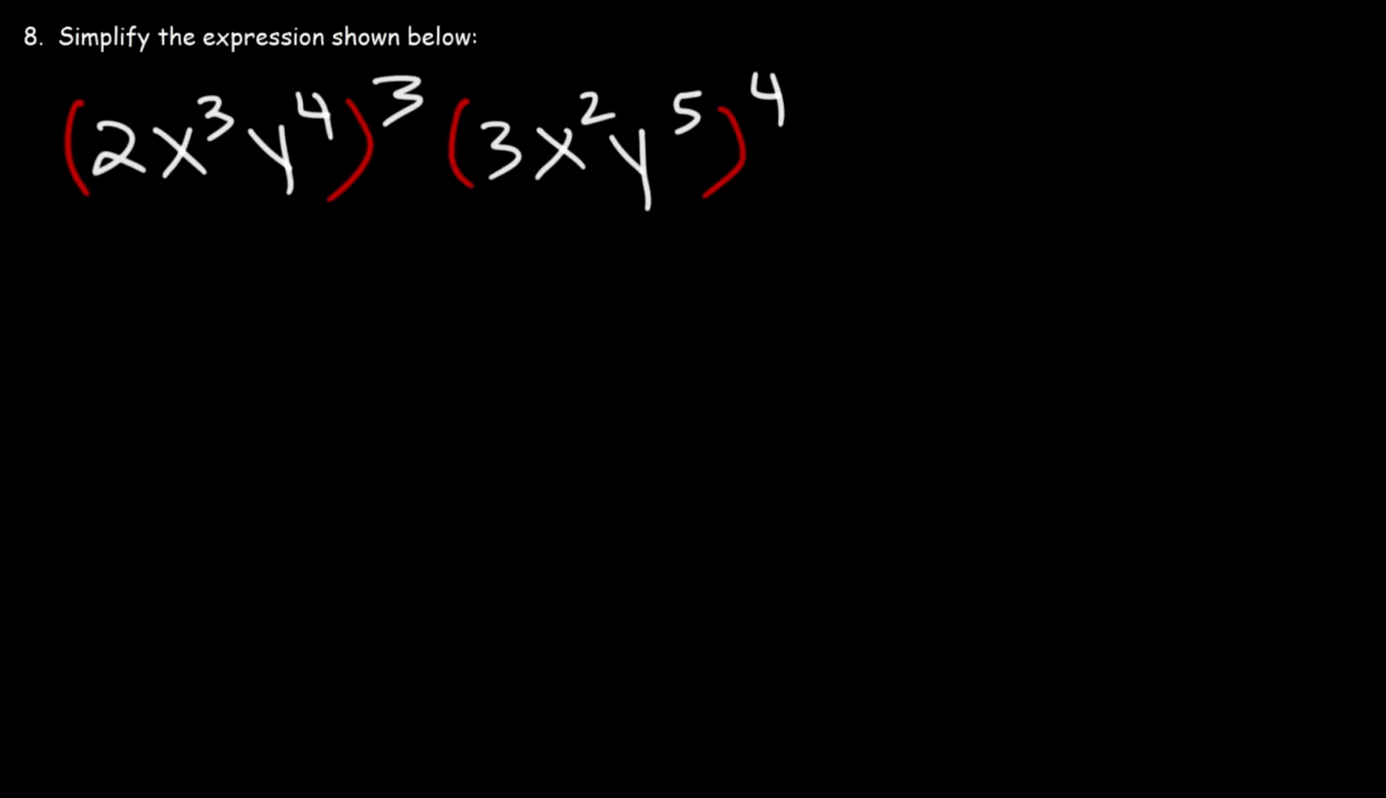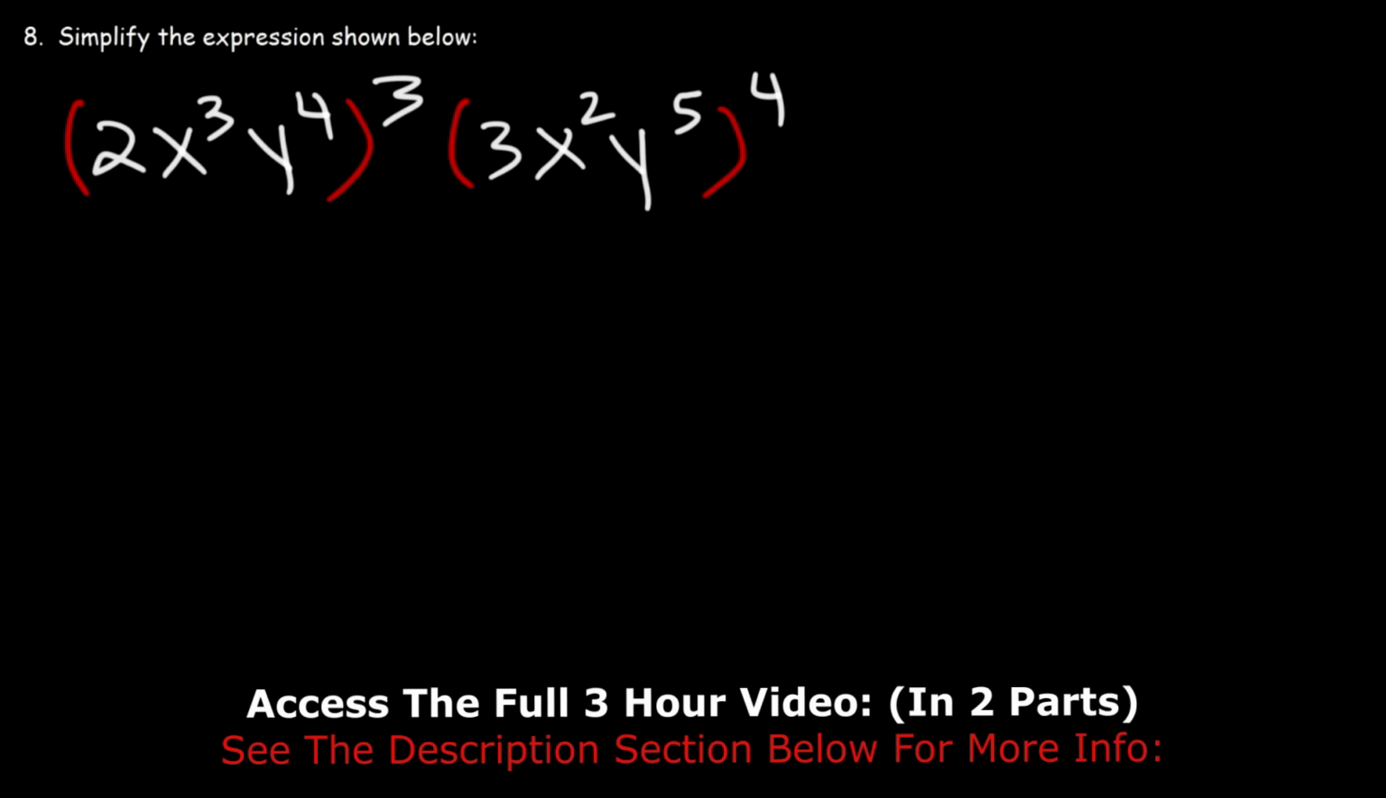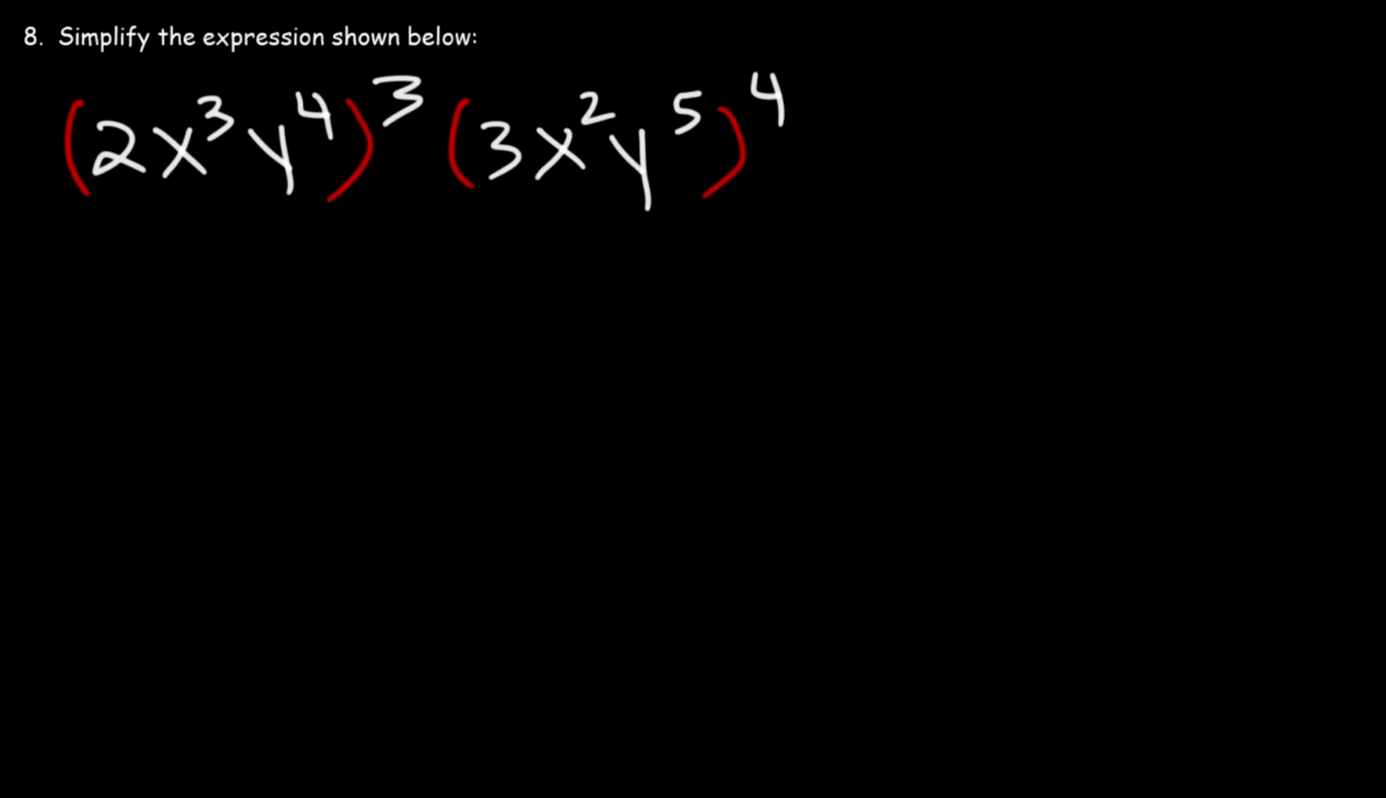Number 8. Simplify the expression shown below. Now, before we do this problem, it's best to go over some rules when dealing with exponents. Let's say if we're multiplying x squared by x cubed, what should we do? Whenever you're multiplying two common bases, you can add the exponents. So 2 plus 3 is 5.